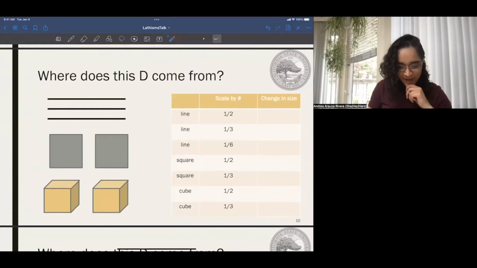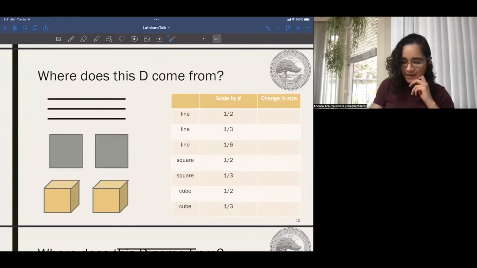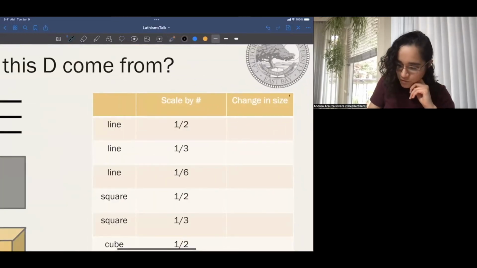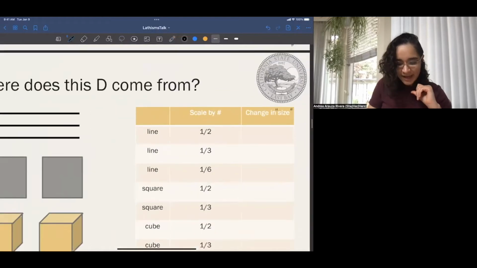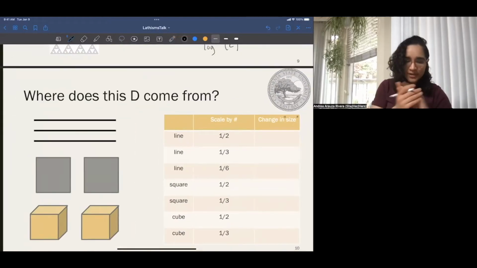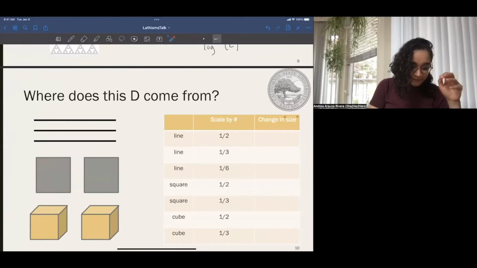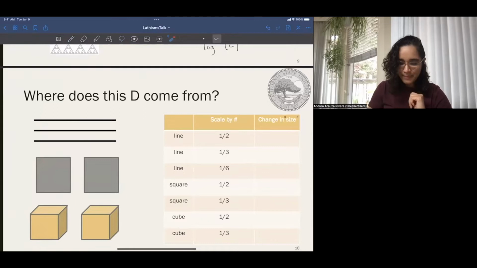So I'm going to use a couple of nice sets to sort of start seeing a pattern here. Okay. So I have this table on the side. I've got some scale by numbers. So we're going to take our nice shapes here and scale them by 1/2, 1/3, 1/6. And then we're going to take a look at what is the change in its size, where maybe size here, I'm going to put some quotes around the word size. Okay, so by size, I mean length for a one-dimensional shape like this, area for something like this, and volume for something like this. Okay.